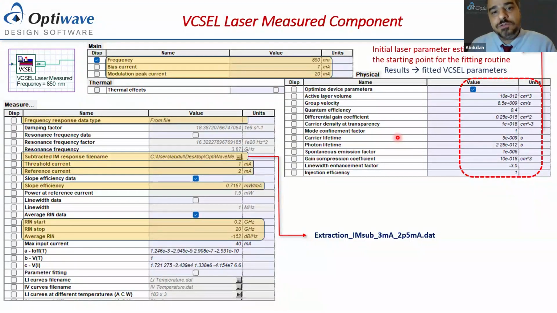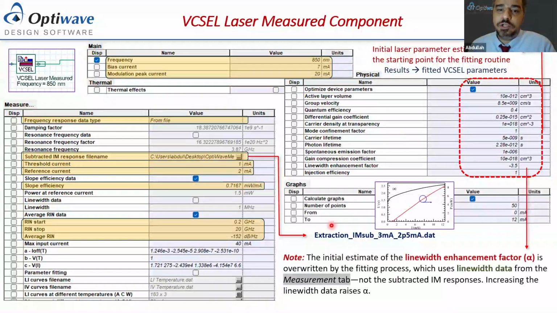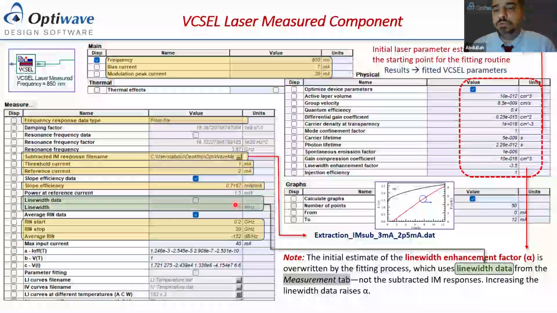Now, how do you find those final results? They are actually in the results section of the component. You can always enable graphs as well to see what the LI curves look like, to see if you can get a good agreement. So you also note that this fitting works with the rate equation parameters, 9 specific rate equation parameters, and the linewidth enhancement factor is primarily affected by the linewidth measures that you put in here as well, and of course your starting condition.